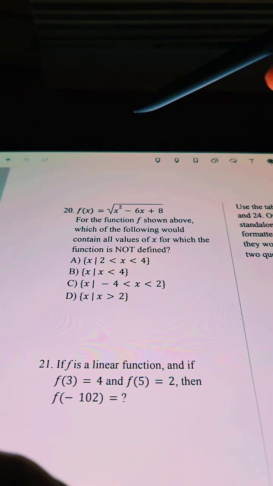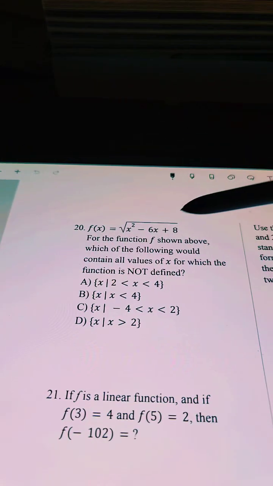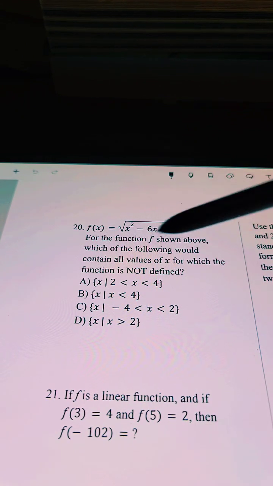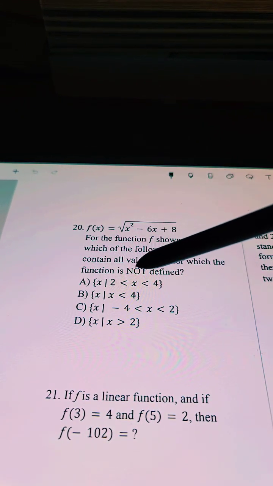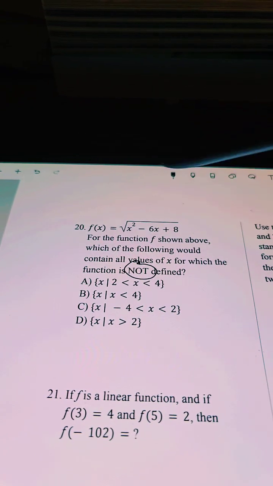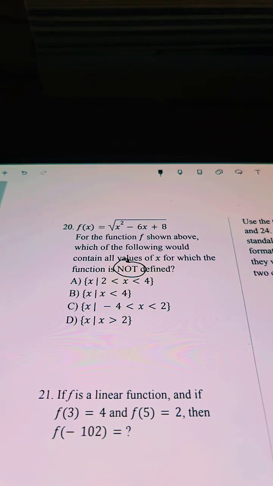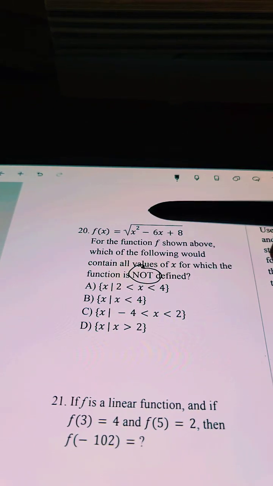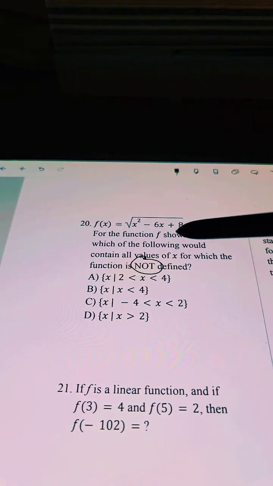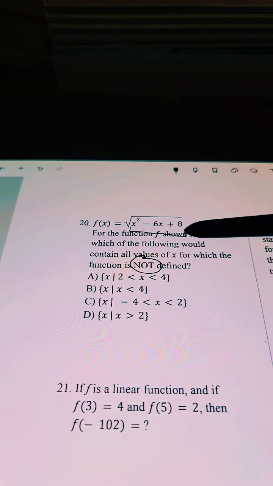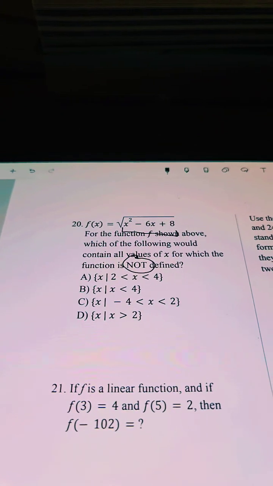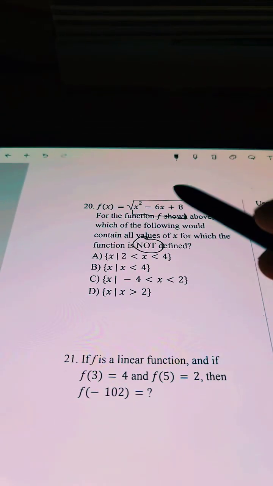So now let's go to number 20. For the function f shown above, which of the following would contain all values of x for which the function is not defined? Not defined is an obnoxious way of saying when it doesn't work, when something impossible happens with the function. So this function doesn't work if we have a negative value inside of a square root, because that's when we start working with imaginary complex numbers and all of that.